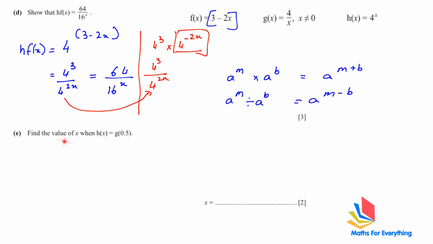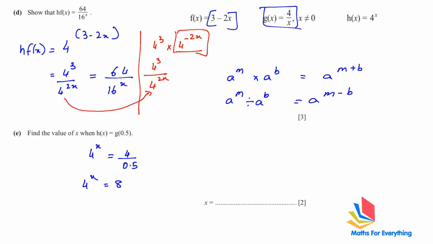Next, find the value of x when h of x is equal to g of 0.5. H of x is 4 to the power of x and g is 4 over x. In place of x, we are going to substitute 0.5. This will give us 8.